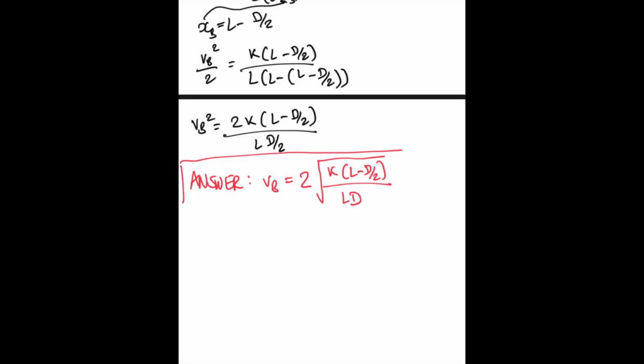and now we're going to clean that up a little bit to get 2k multiplied by L minus d over 2 all over L d over 2, and our final answer is going to be vb is equal to 2 multiplied by the square root of k L minus d over 2 over L d.